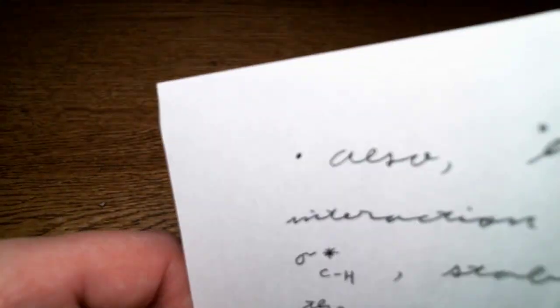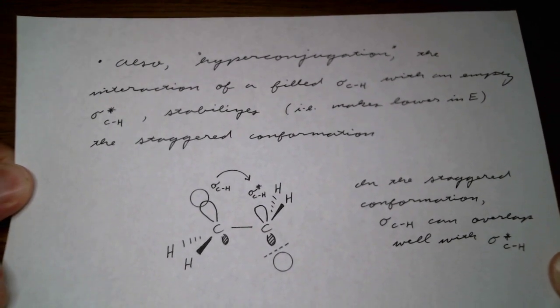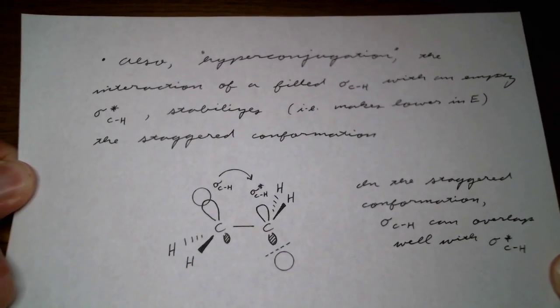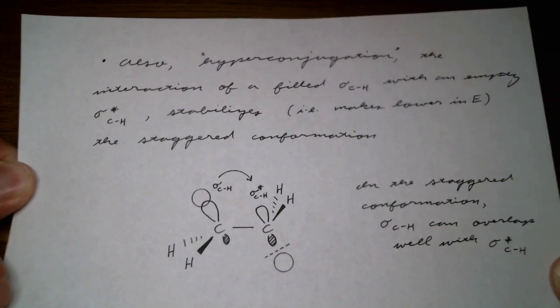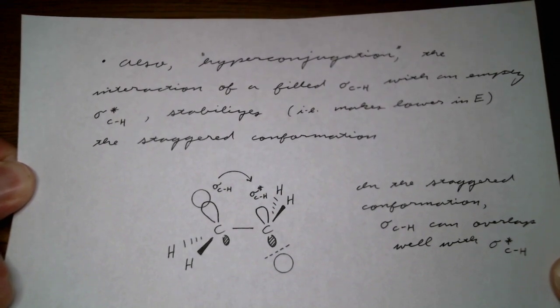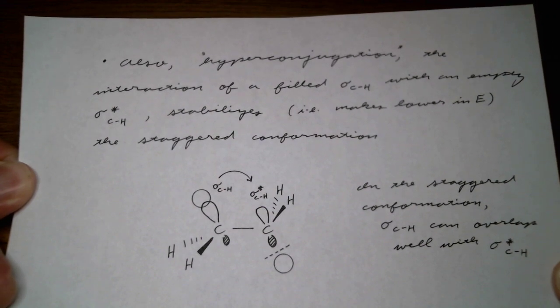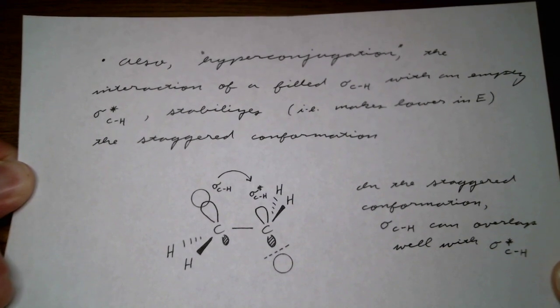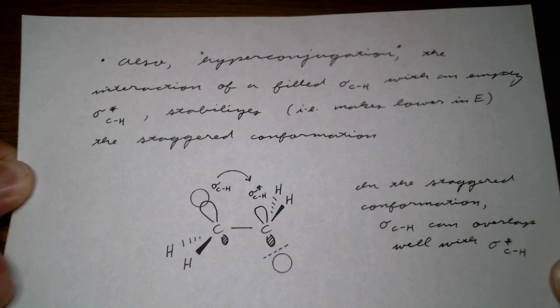That reason is something called hyperconjugation. So there's an icebreaker for parties. Hyper means through space, and conjugation means overlap. And this effect describes the interaction of a filled bonding sigma carbon-hydrogen molecular orbital with an empty sigma star antibonding carbon-hydrogen molecular orbital. That interaction stabilizes, that is, makes lower in energy, the staggered conformation.